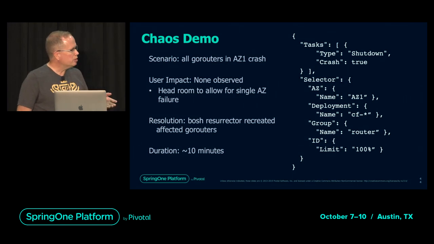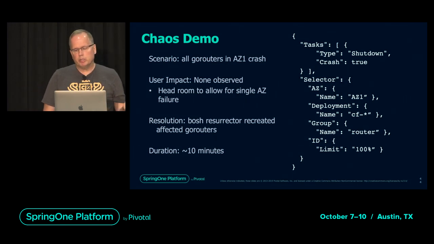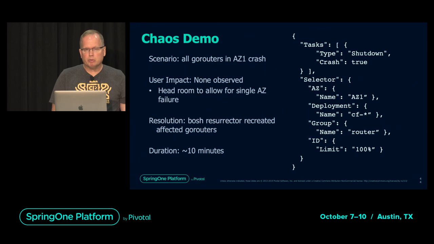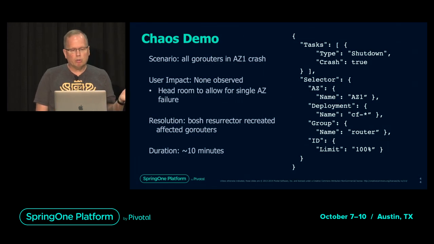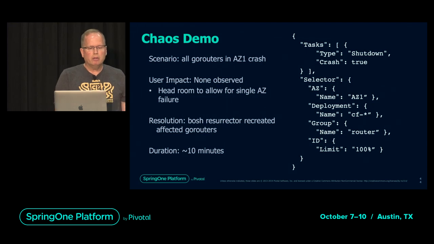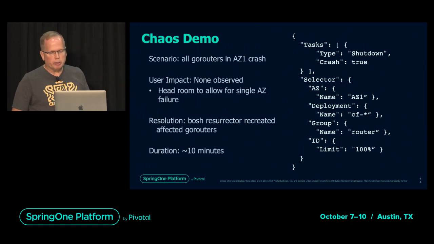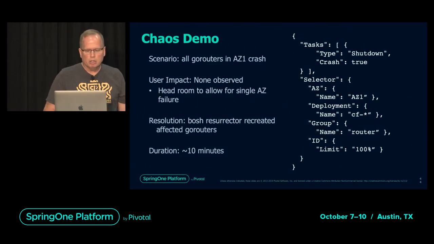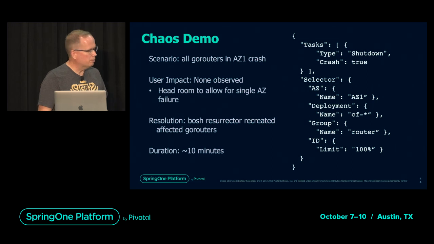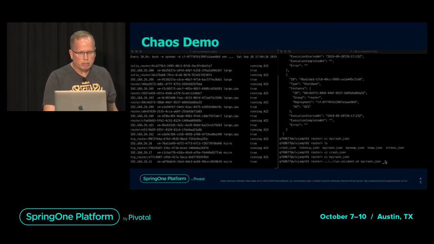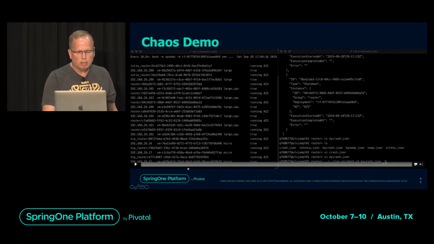After the failure is injected, we expect in this case the BOSH resurrector will recreate the Go routers, because especially in this case where I was using it on a small foundation, the number of Go routers was fairly small. So BOSH did not go into its meltdown state. Okay, so let's go to the next slide, and I have a little recording here.